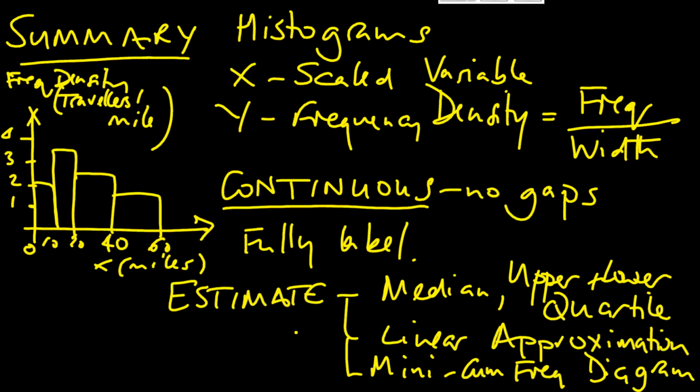If you need to estimate from the histogram in the question, either the median, they might ask you to find the upper or lower quartile, then you can do a linear approximation about how far along each of these bars you are. The alternative is to draw yourself a mini cumulative frequency diagram.